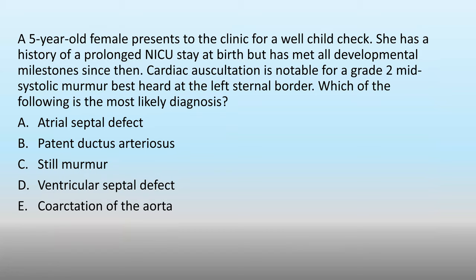So next question. A five-year-old female presents to the clinic for a well child check. She has a history of a prolonged stay in the NICU, met all developmental milestones. Cardiac auscultation is notable for a grade two mid-systolic murmur, best heard at the left sternal border. Which of the following is the most likely diagnosis? So we have atrial septal defect, PDA, still murmur, VSD, and coarctation of the aorta.